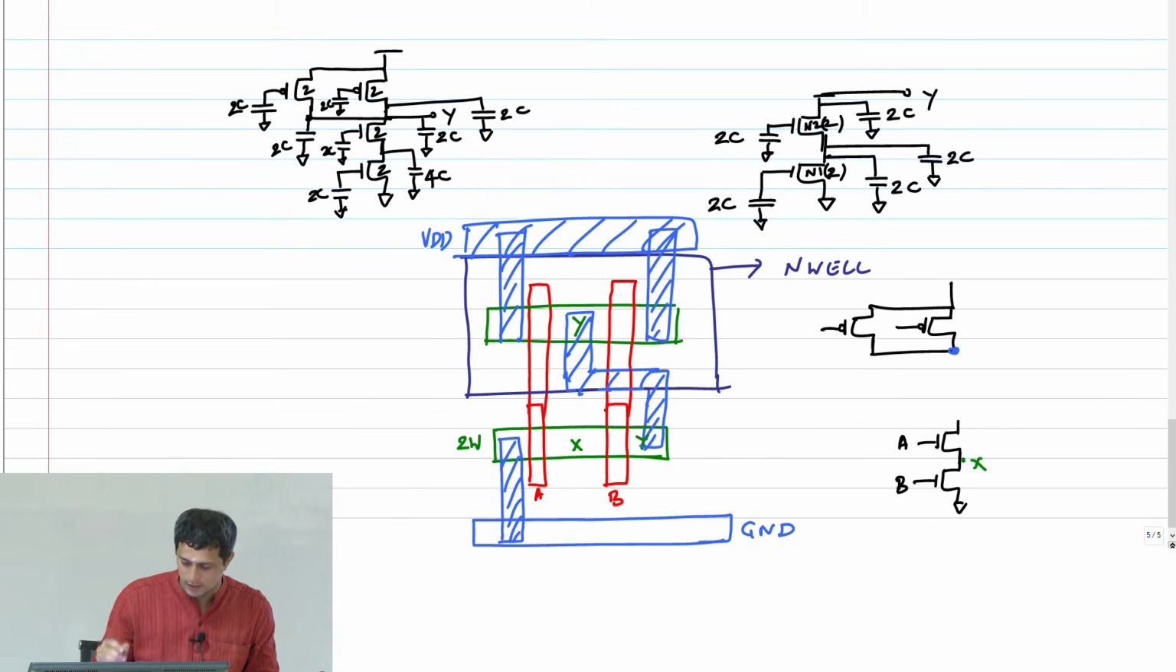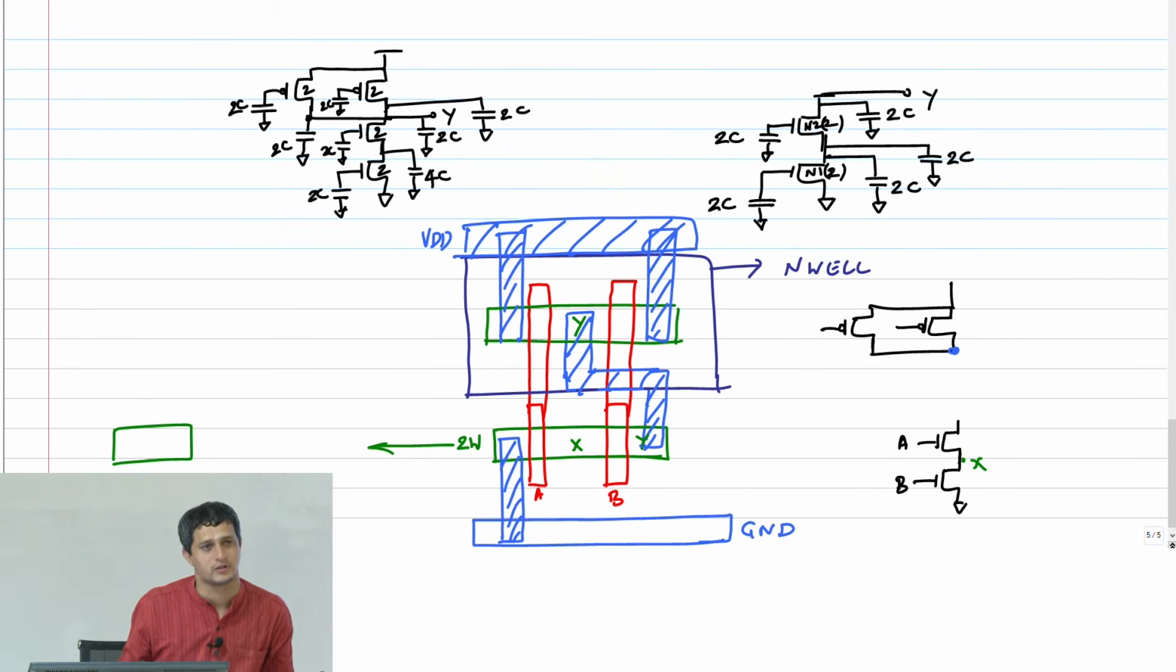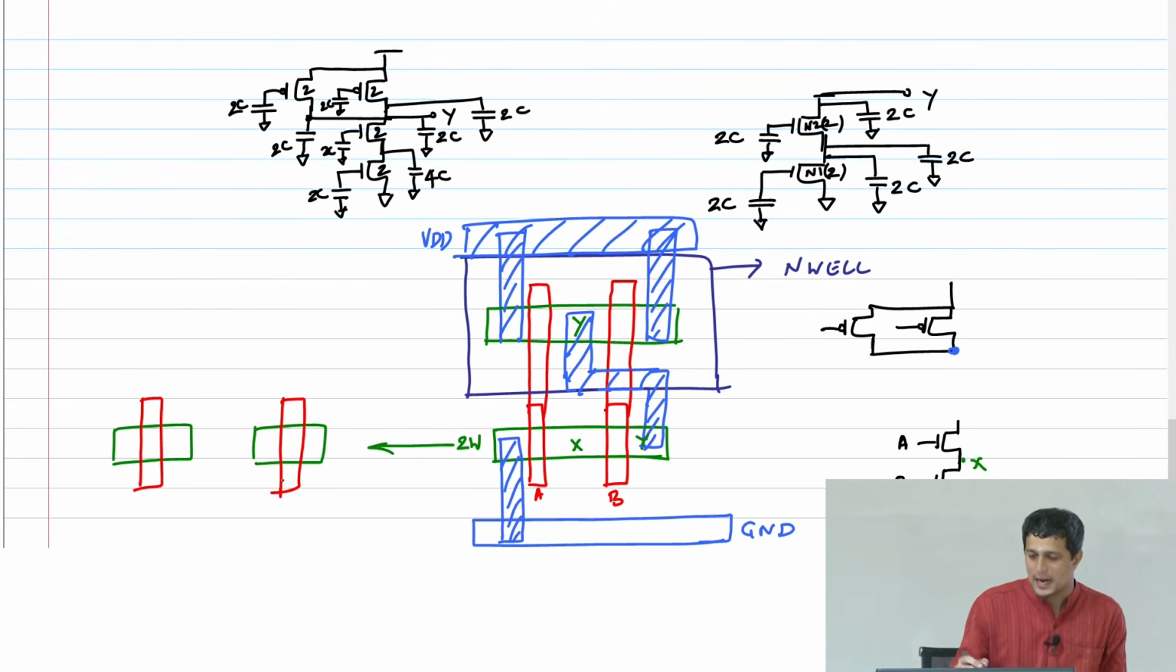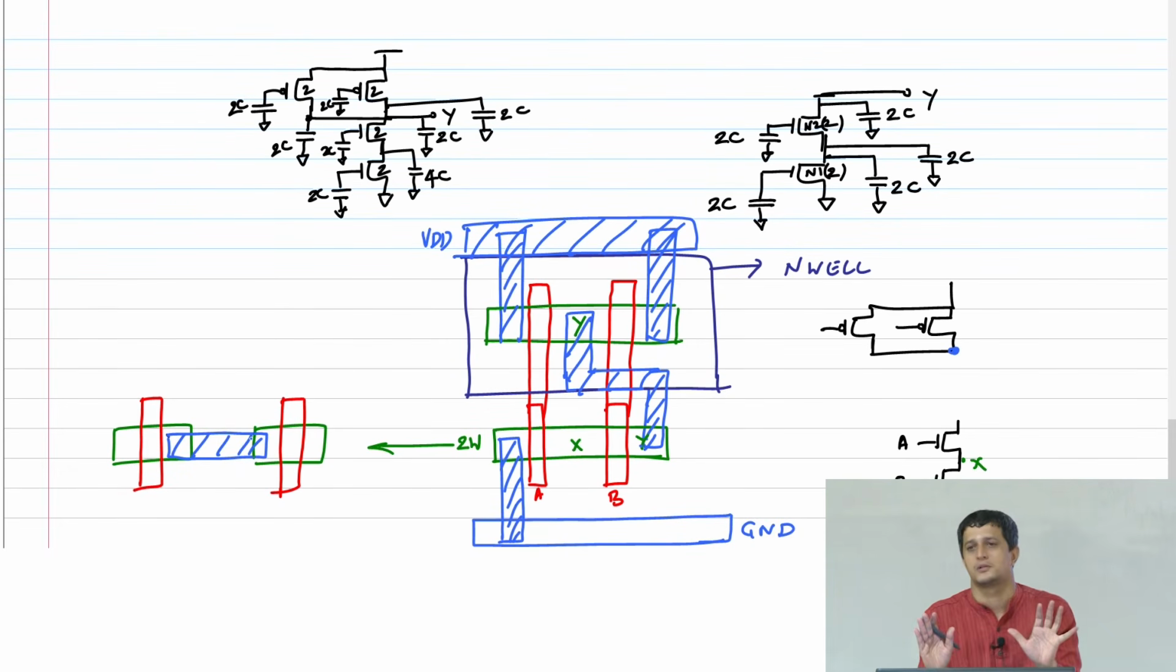If I had this as two separate transistors, what would I have done? I would have made one NMOS transistor and another NMOS transistor. Then I would put a gate here, and I would have connected them through a metal, M1. This is what I would have done if I wanted to keep these as two separate transistors.